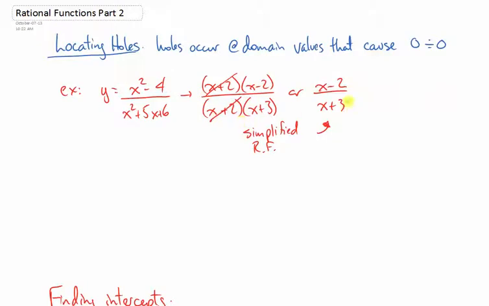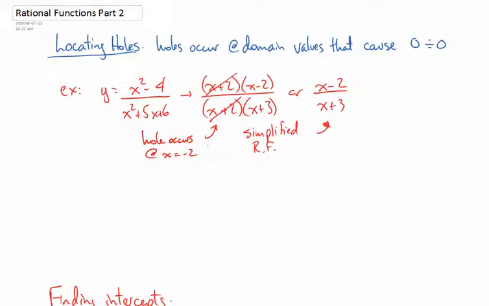However, even though it simplifies to this rational expression, this isn't identical to the one given, and if you consider x equals -2 in the original function, you would get 0 divided by 0. So a hole occurs at x equals -2.